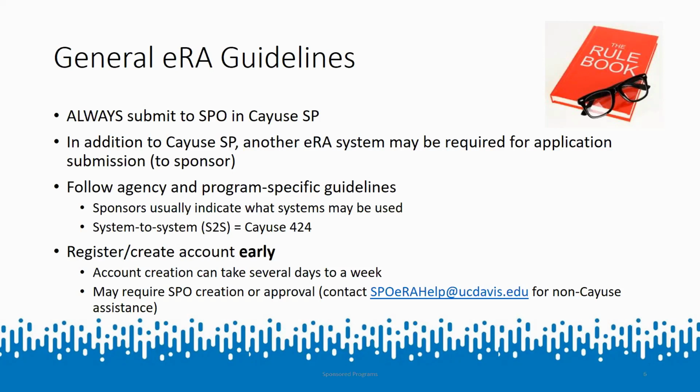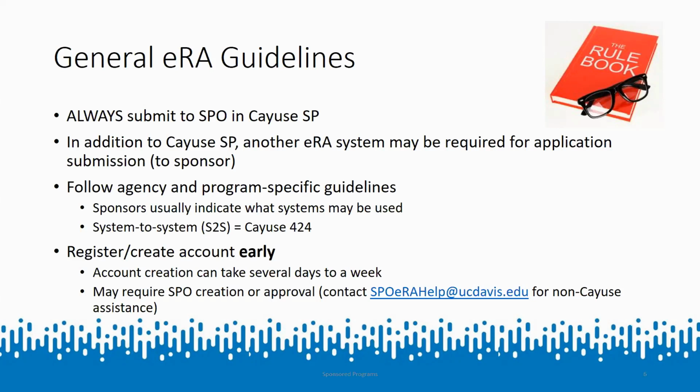Okay, general rules. You always submit to SPO in Cayuse SP. So regardless of whether you're using another electronic research administration system to apply to the sponsor, you always have to submit a proposal, AKA internal processing form, AKA IPF, in Cayuse SP. Now, depending on what system you're using and if SPO has access to it, you may not need to upload the full application materials into SP. You may just need to upload the minimum documents and then the final application package, right?